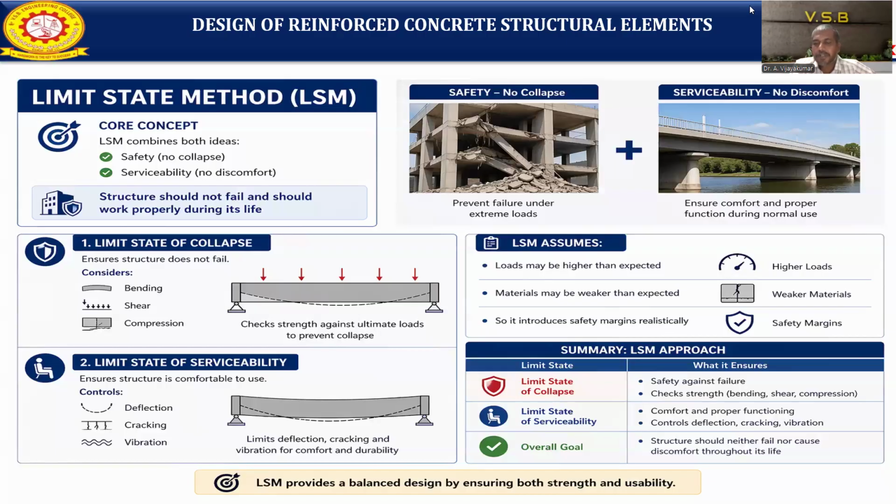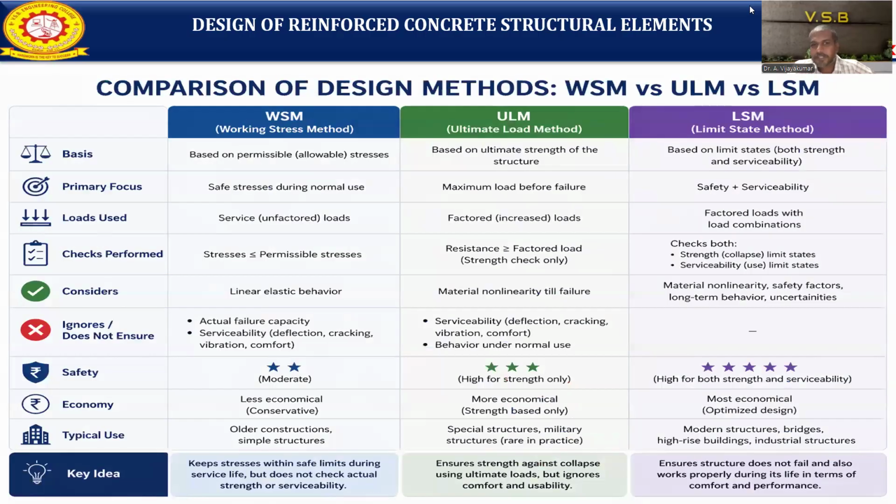Now, recently, the limit state method is very predominantly used. We have more merits when compared to the other methods. So the limit state method deals with safety as well as the serviceability point of view. So what is the major difference between the working stress, ultimate, and limit state methods in various design aspects?